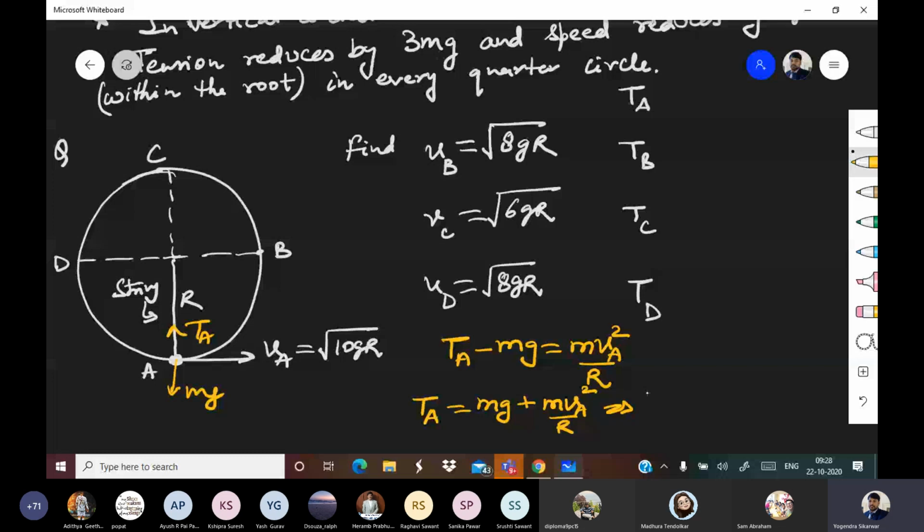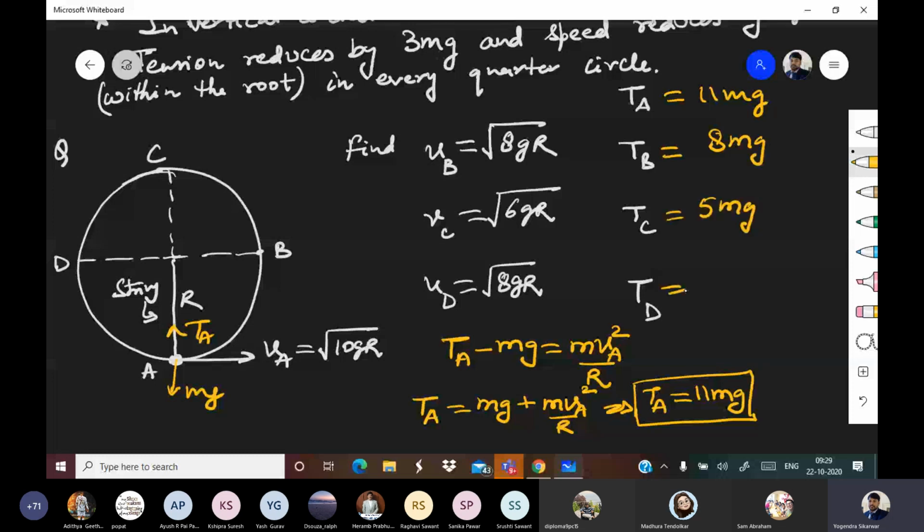TA comes out to be 11 mg. If TA is 11, then work becomes very easy. TB will be 3 lesser, that will be 8 mg. TC will be even 3 lesser, so that will be 5 mg. TD, we are coming down, and TD and B point are same, so that will be 8 mg.